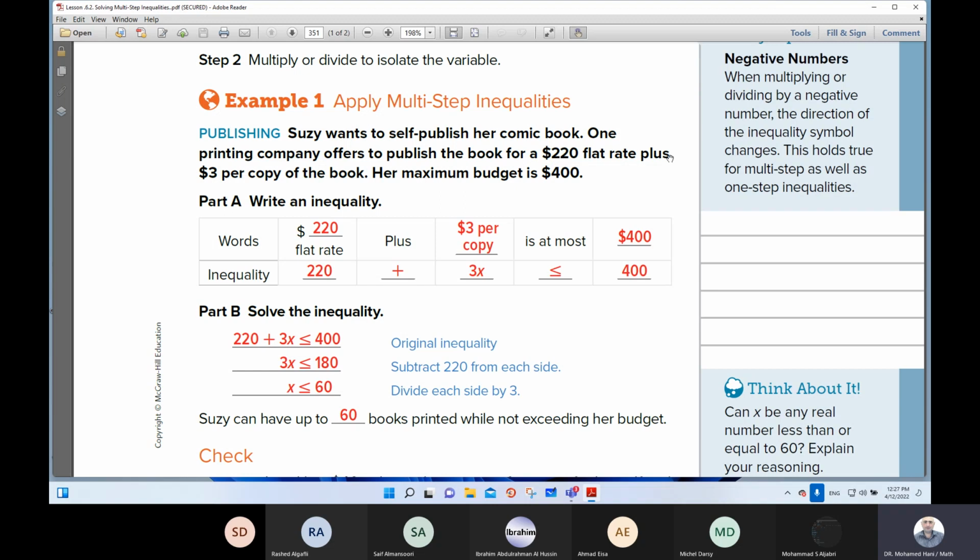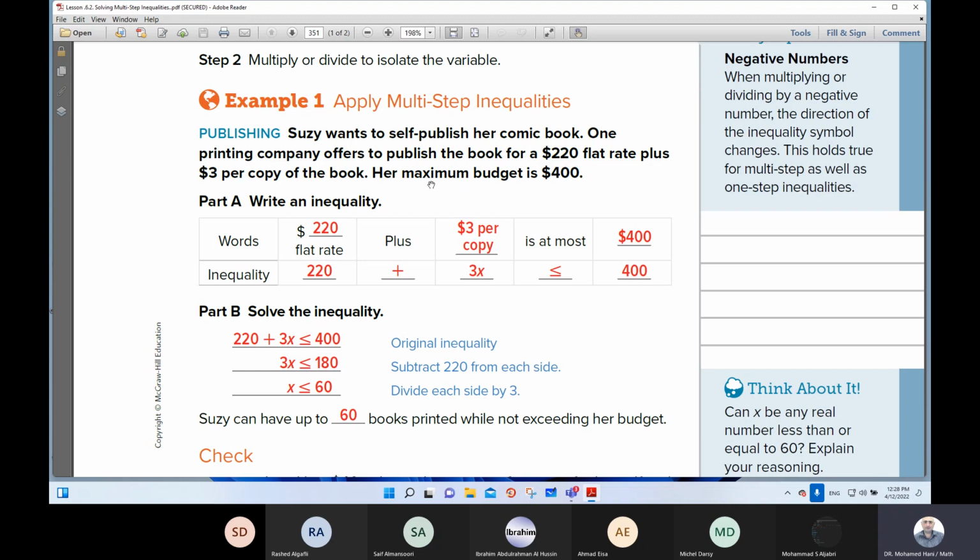From this statement, the word flat rate, 220. So 220, this is the flat rate. Then we have a plus 3 per copy. We don't know the number of copies, so you can represent the number of copies as x. So we can write 3 per copy as 3x.